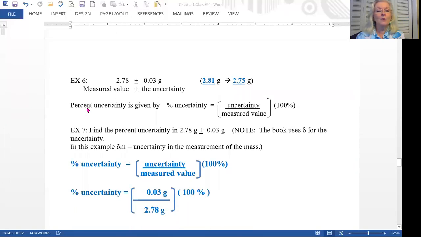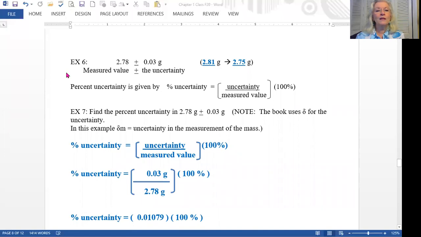In our example, we have the number 2.78, and then we write it as plus or minus 0.03 grams. What that tells me is that I think my number is 2.78. That's what I measured. But my confidence in my measurement is it could be as much as 0.03 grams larger than that, so 2.81 grams, or as much as 0.03 grams smaller, so 2.75 grams. So we have a range of values.